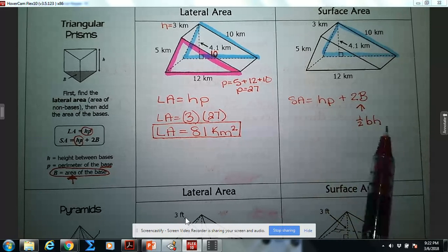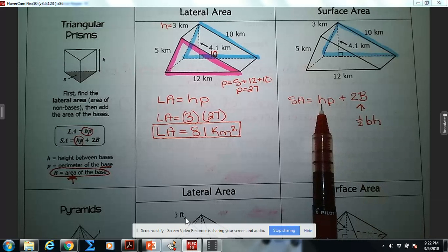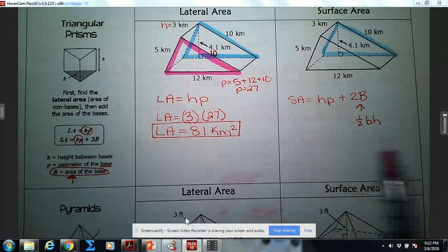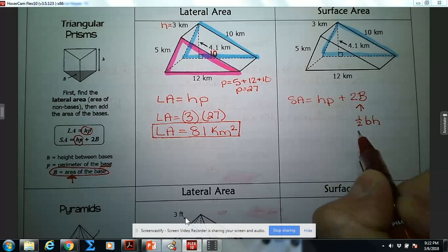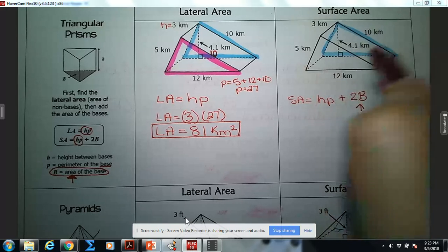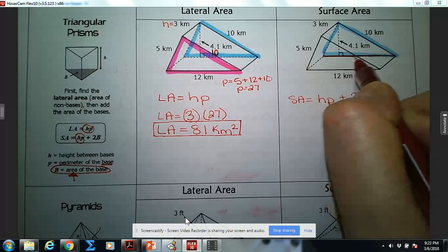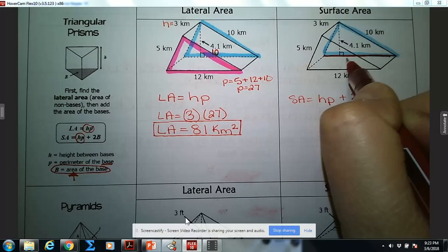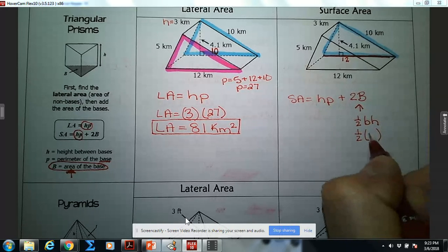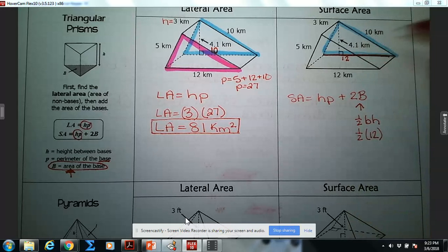Now this h is the height of the triangle. The h times p is the height between the bases. So we're really talking about 2 separate heights here. Let's finish out this breakout session. 1/2 times the base of the triangle. The base of the triangle in the blue picture is unmarked, but we can just copy the 12 from the other base. So the base of the triangle is 12, and the height of the triangle has been measured at 4.1.